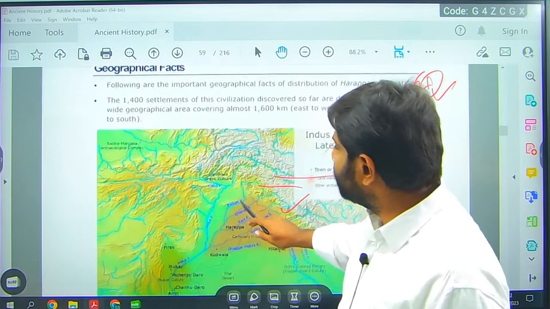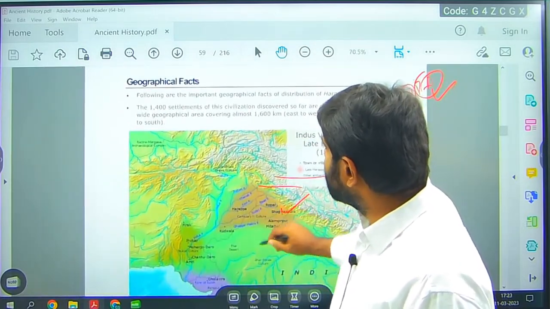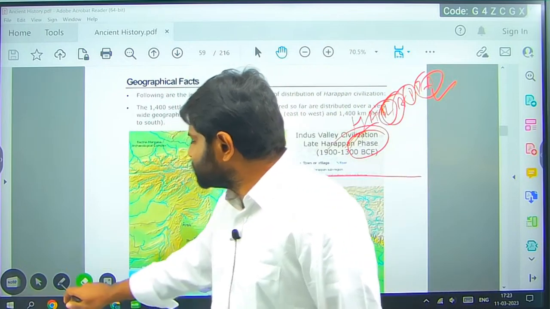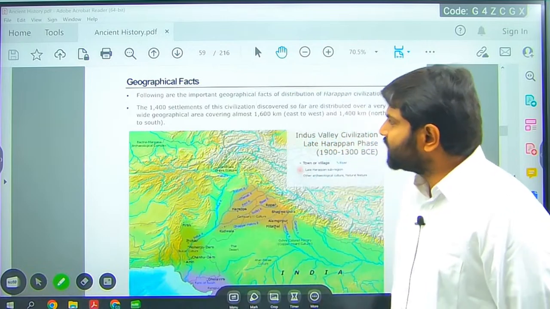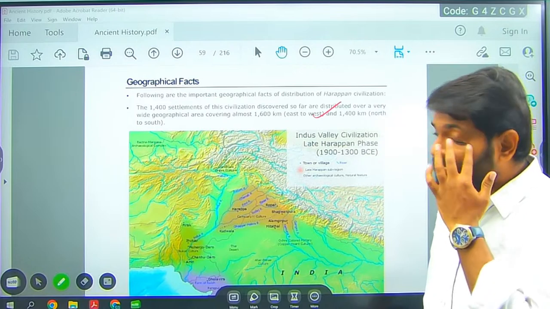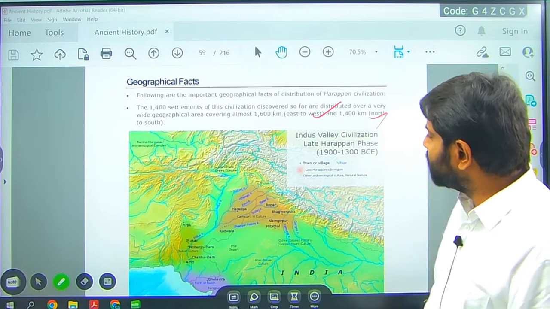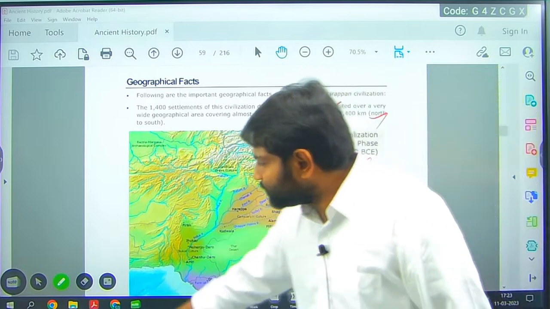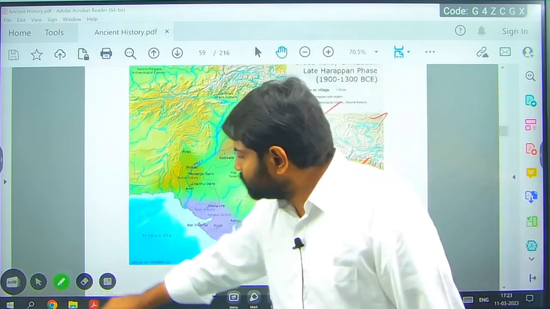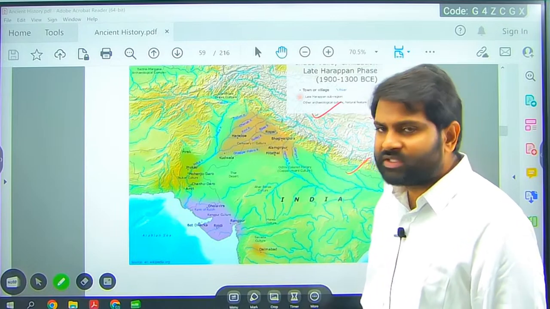So if you see the geographical facts of this particular region, the geographical distribution of Harappan Civilization: almost 1400 settlements of the civilization have been discovered so far, covering almost 1600 kilometers east to west and 1400 kilometers north to south. The civilization around these particular rivers is considered Harappan Civilization.